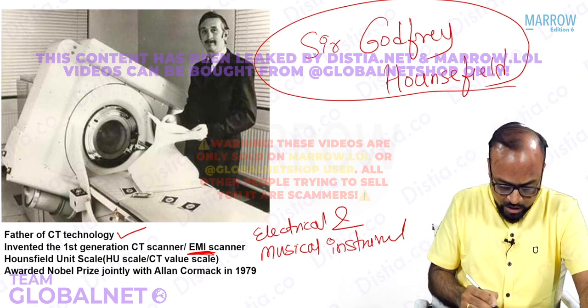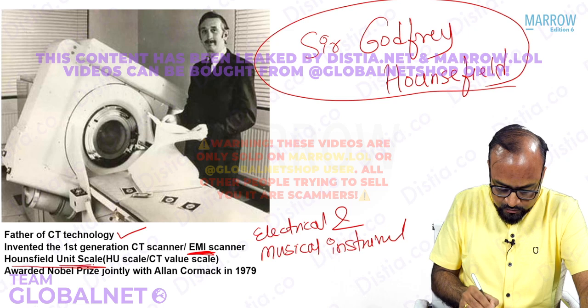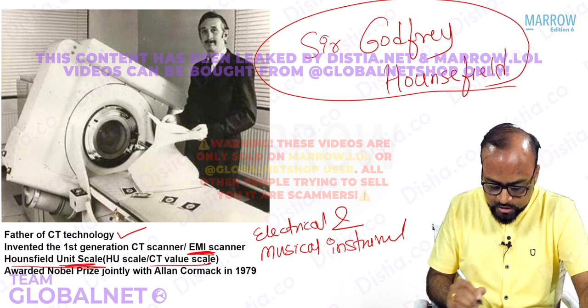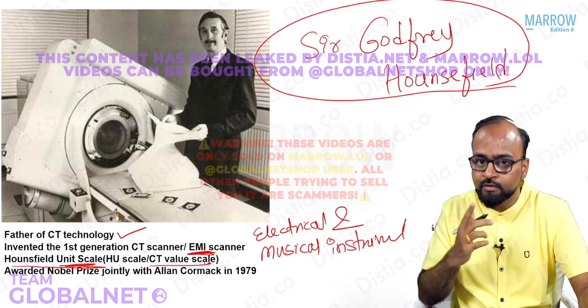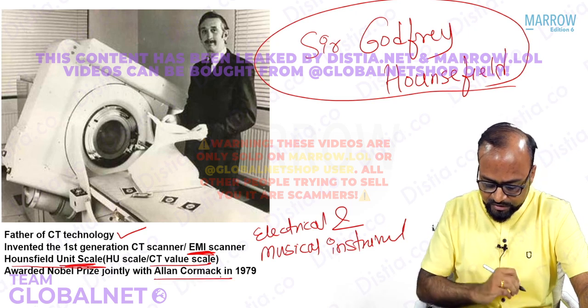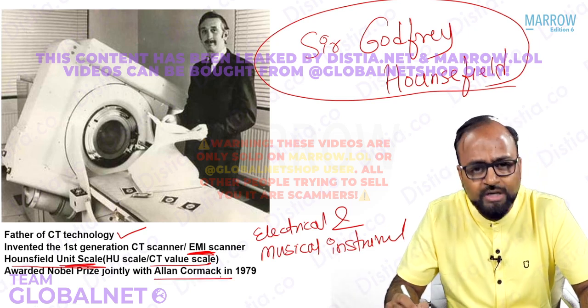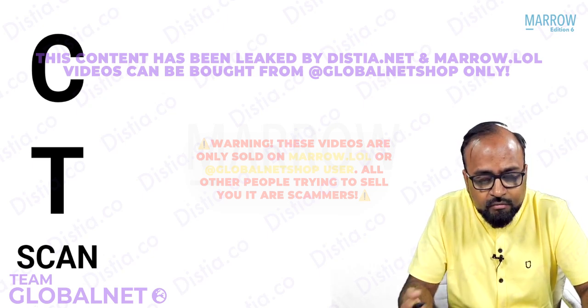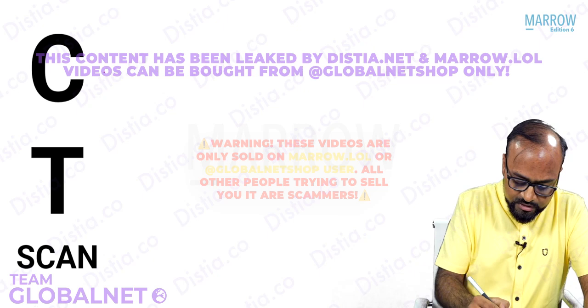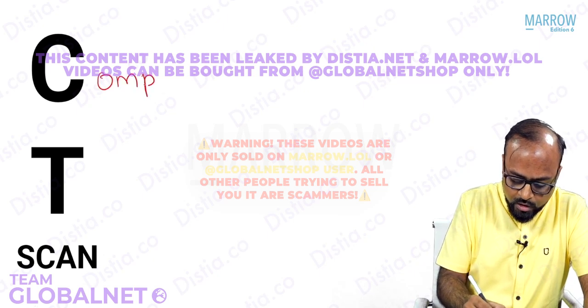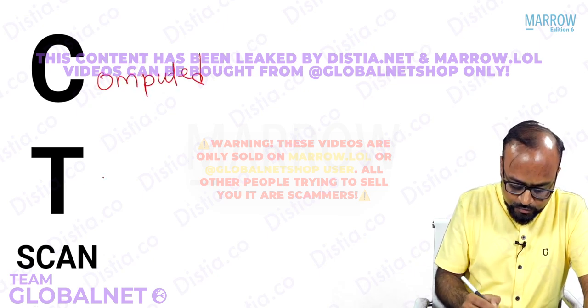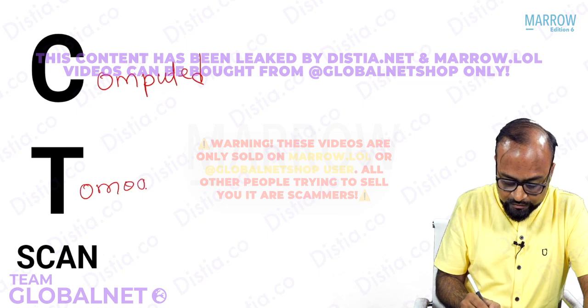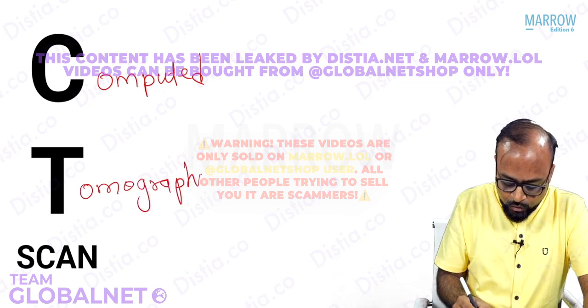He also devised that Hounsfield unit scale, which is therefore named in his honor. It is also called the CT value scale. We discussed this. He was awarded the Nobel Prize jointly along with Alan Cormack. What is CT? We have mentioned CT multiple times. What is the CT scan? It stands for computed tomography. What is this tomography?